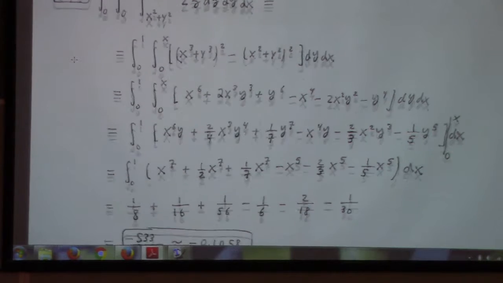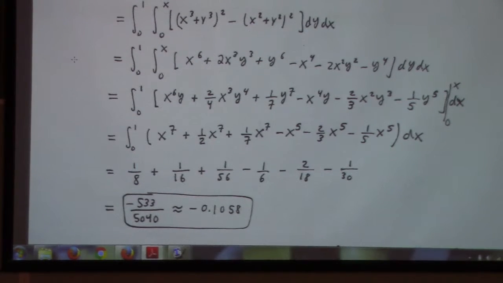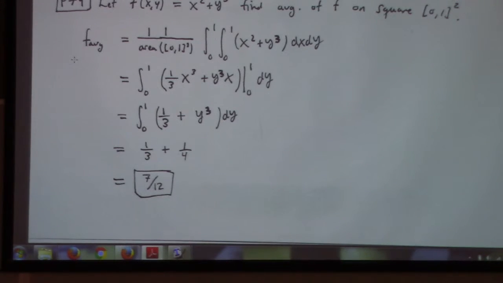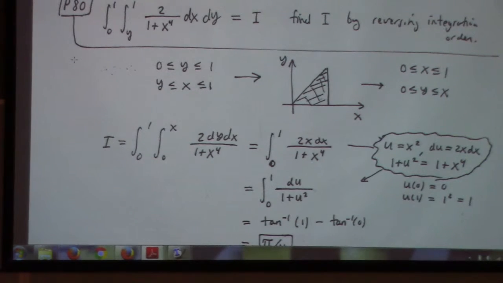How about 78? Some? Okay. How about 79? All right. The hands are waning.